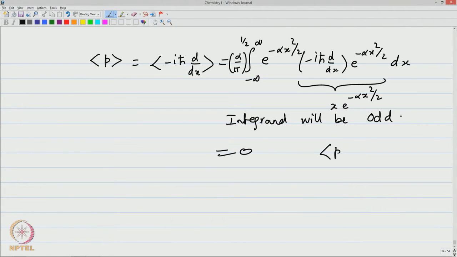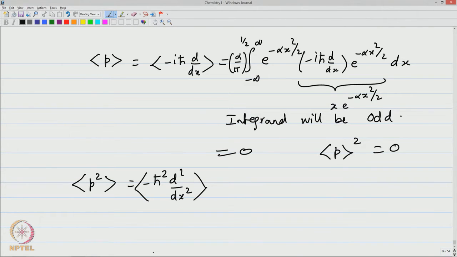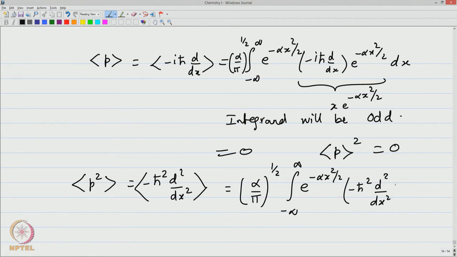Therefore, the average value of the momentum is 0. The average of the square of the momentum is not 0. It is given by minus h bar squared d squared by dx squared, which is the operator for the square of the momentum. It is the average of that, and if you write it down, it becomes alpha by pi to the 1 by 2 between the limits minus infinity to plus infinity, e to the minus alpha x squared by 2, and the operator minus h bar squared d squared by dx squared, e to the minus alpha x squared by 2, dx.